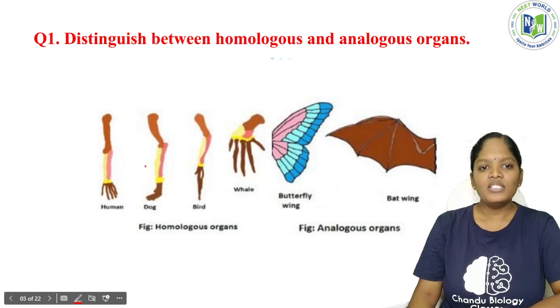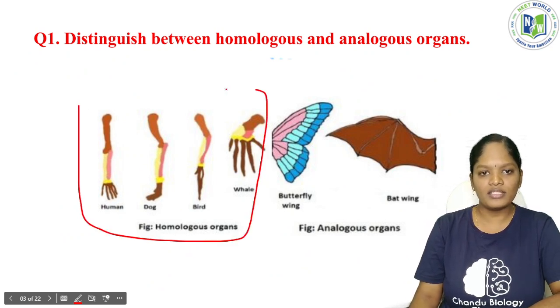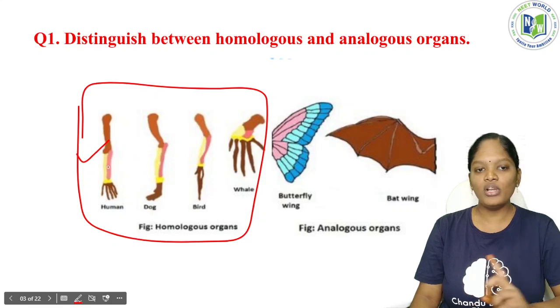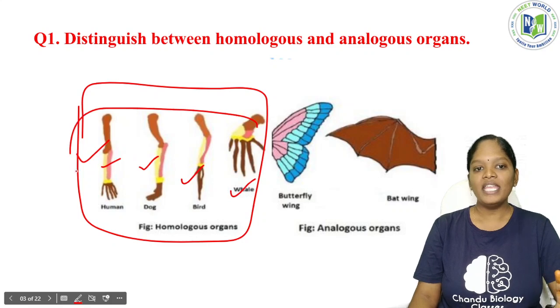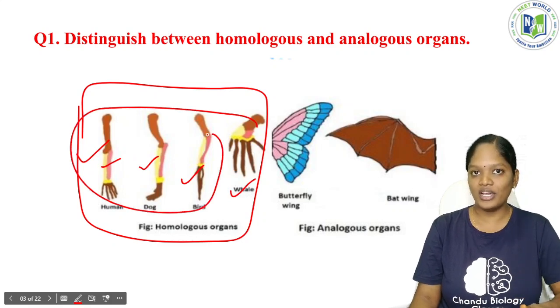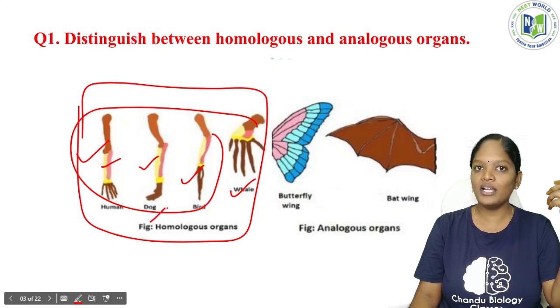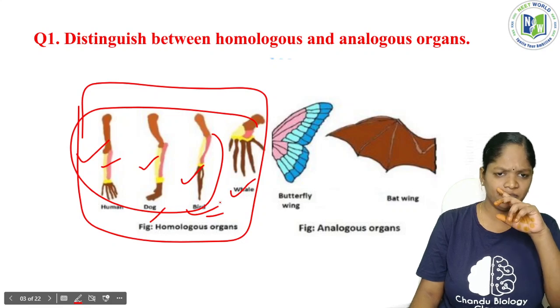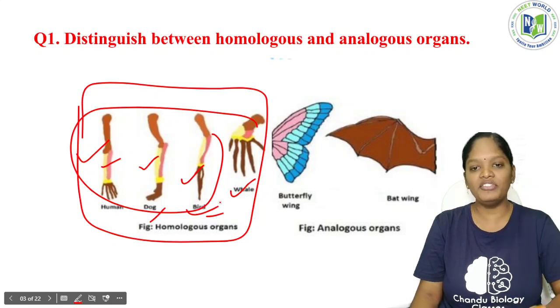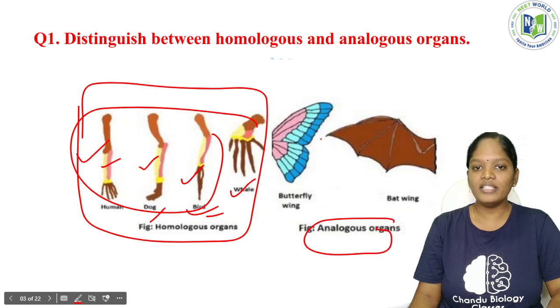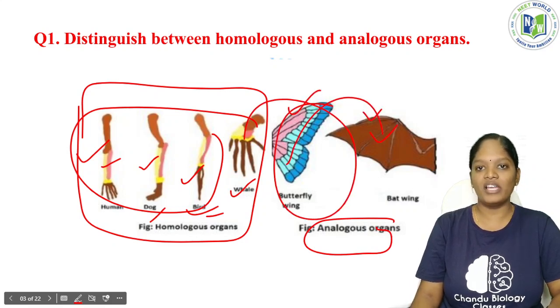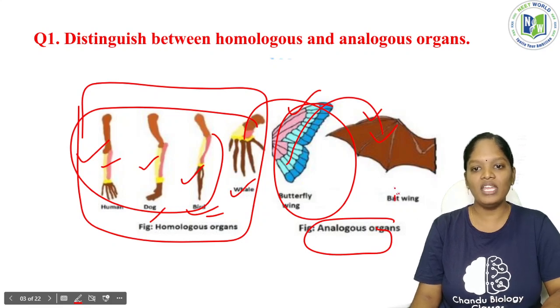Now see here, these are all homologous organs. They have the forelimbs of human, dog, bird and whale. They have a common structure, but in humans they do certain functions, in dogs they do a certain function, in birds they do a certain function. Their function will be different. In analogous organs, their structure will be different but both are responsible for flying. So this is very, very important.